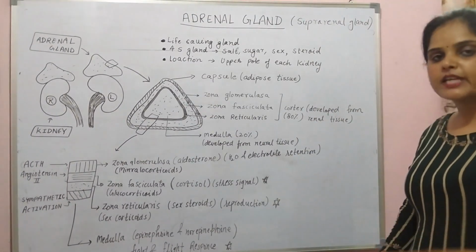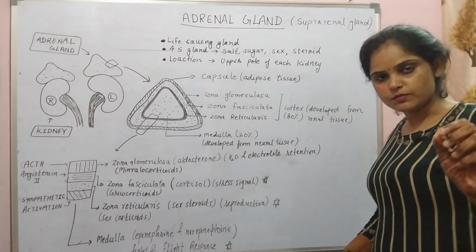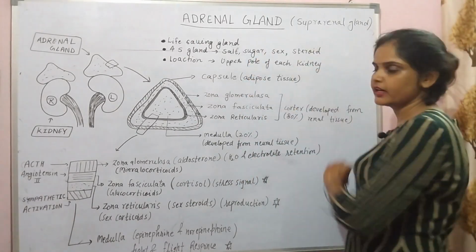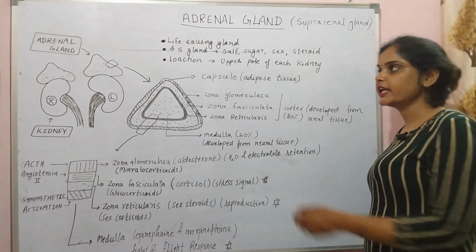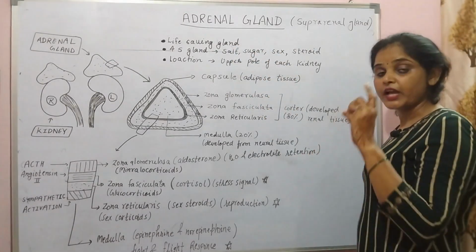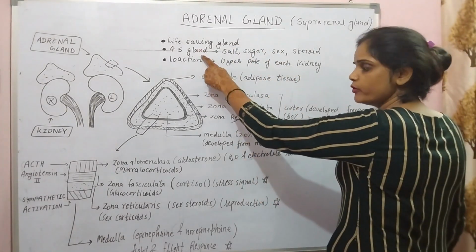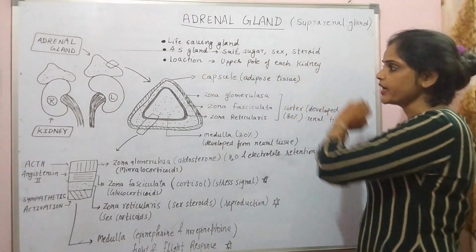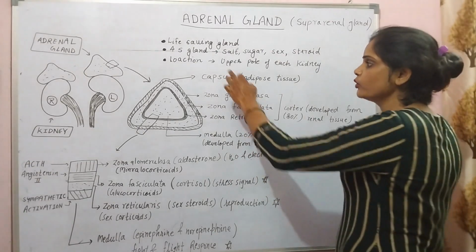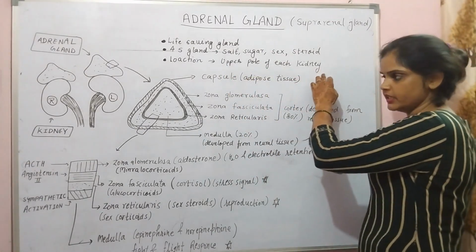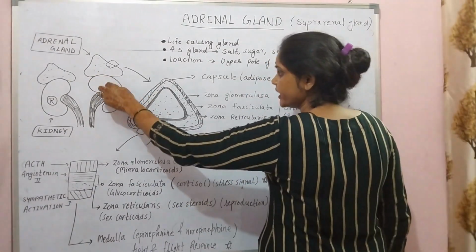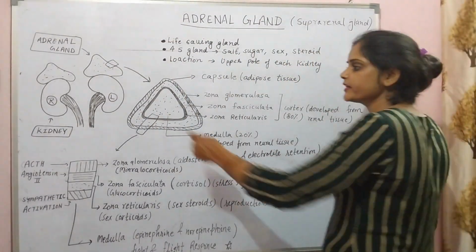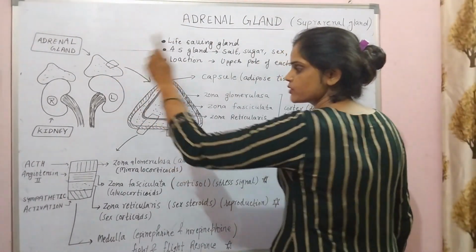If you give me 2 minutes, I am going to summarize this part very fast. So students, what have we seen today? We have seen the adrenal gland. What is another name of this gland? Life-saving gland. Another name, 4S gland. Why 4S? Because it is controlling the sex, sugar, salt and steroid. Where is it located? On the upper pole of each kidney. It is also known as the suprarenal gland. Why suprarenal? Because it is present on the upper surface of the kidney.